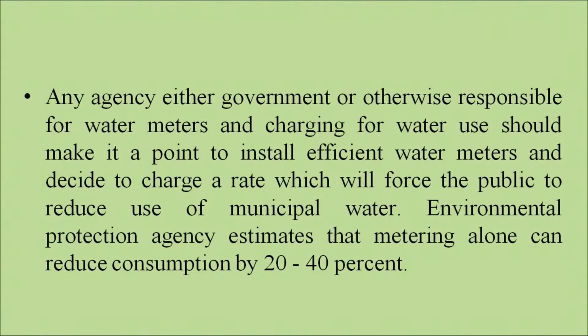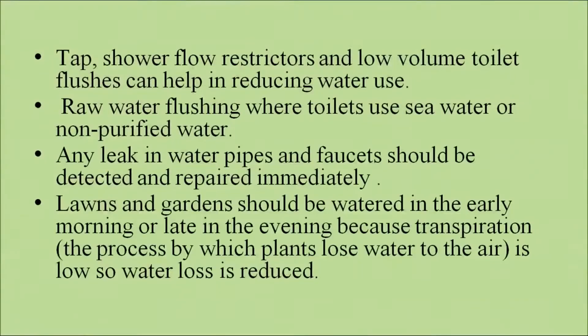Any agency, either government or otherwise, responsible for water meters and charging for water use should make it a point to install efficient water meters and decide to charge a rate which will force the public to reduce use of municipal water. Environmental protection agencies estimated that metering alone can reduce consumption by 20 to 40%. Taps, showers, flow restrictors and low volume toilet flushes can also help in this aspect. Raw water flushing, where toilets use seawater or non-purified water. Any leak in water pipes and faucets should be detected and repaired immediately.